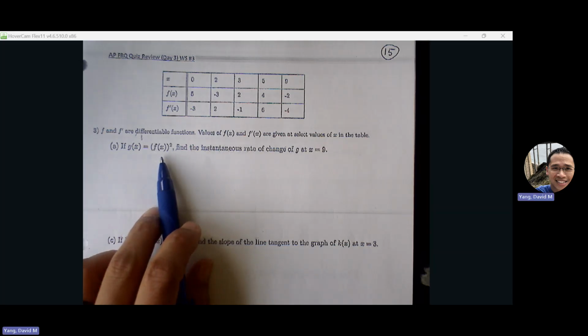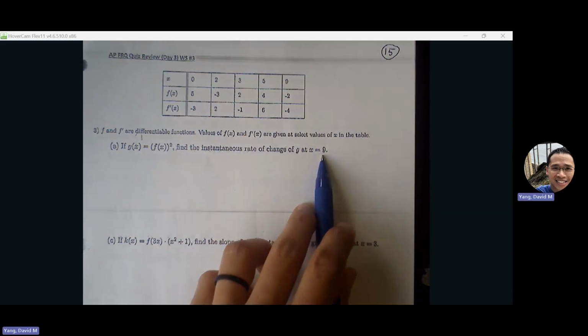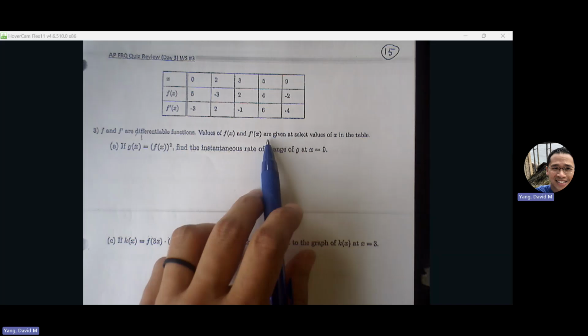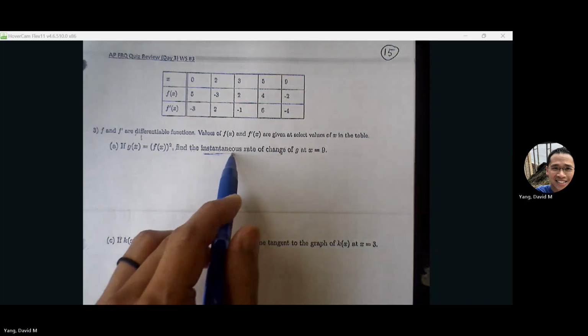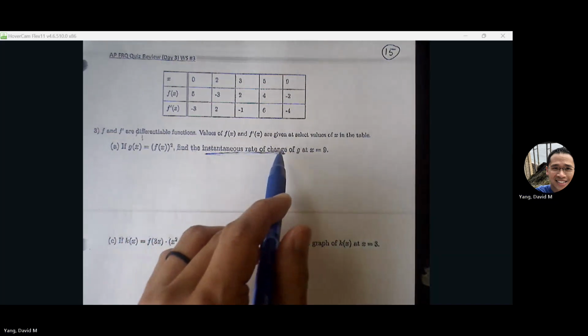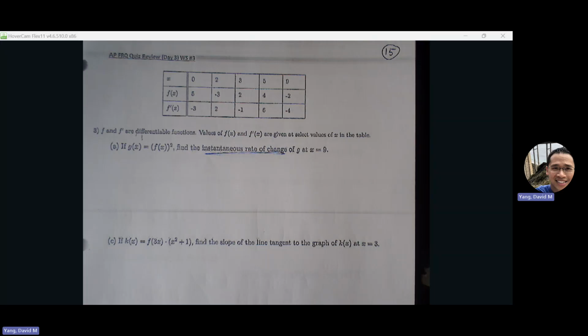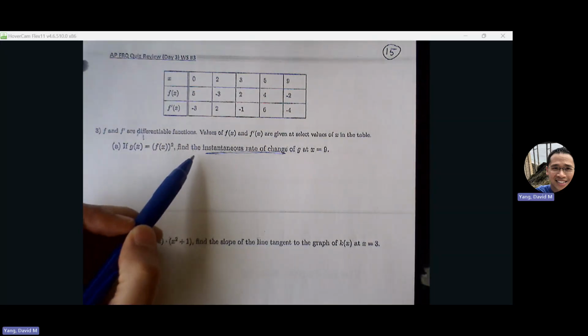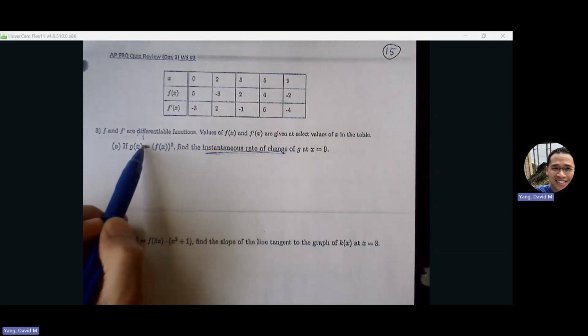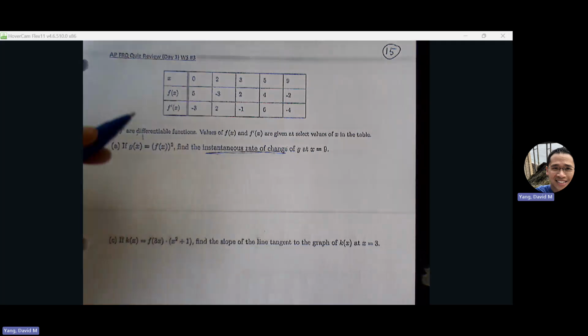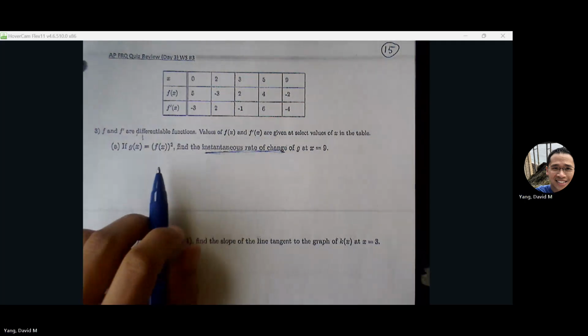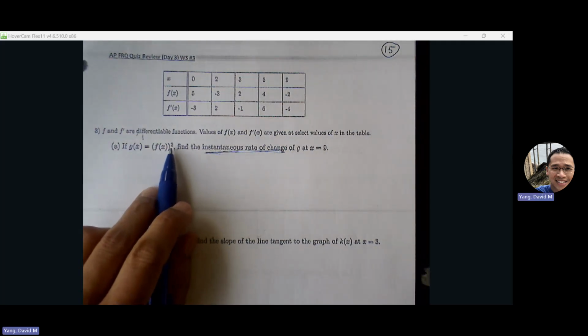G of x equals f of x quantity squared. Find the instantaneous rate of change of g at x equals 9. So what does this mean? Yeah, slope, derivative. If I want to find the derivative before applying the slope, what do we have to involve here? Okay, yeah, outside, inside portion here.